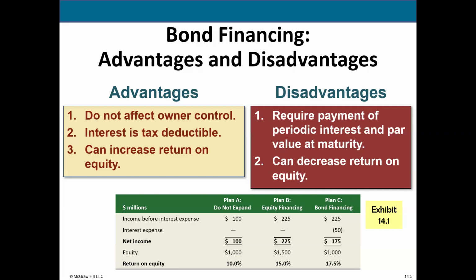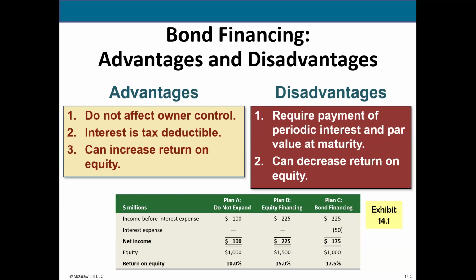So here we see an example where there are three options for financing. The company is looking to expand, and so here are the opportunities for the company to expand. Option A is don't expand. We just stay as we are. Option B is through equity financing, meaning issuing stock. And option C is bond financing, so issuing a bond. I want you to see what the overall effect here is.